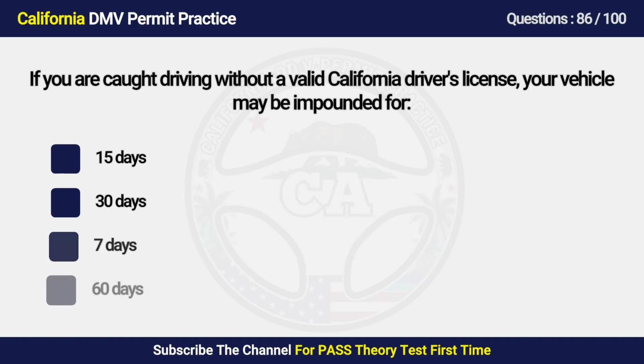Question 86. If you are caught driving without a valid California driver's license, your vehicle may be impounded for: A. 15 days, B. 30 days, C. 7 days, D. 60 days.